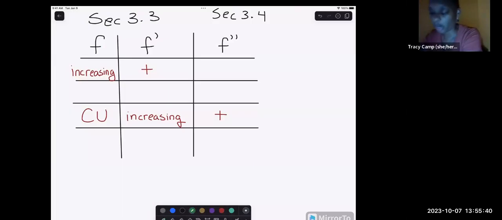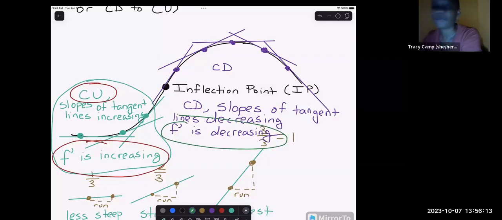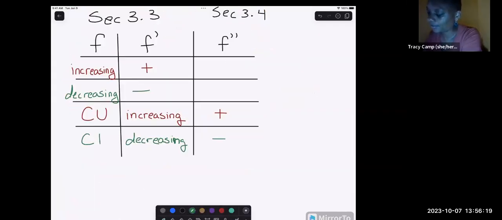the chart that I made in section 3.3 just said that when F is decreasing, F prime is negative. So since F prime is to F double prime as F is to F prime, when F prime is decreasing, that means F double prime is negative. And going back to what I was saying earlier, when F prime is decreasing, my function's concave down. So this is what we have right here. And so that's basically a rule.